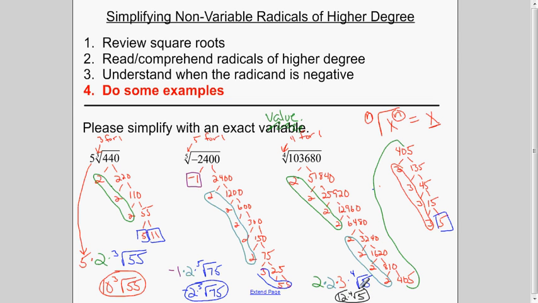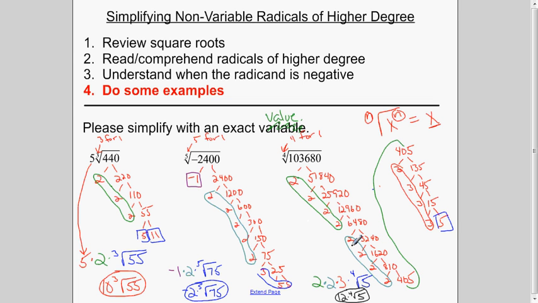Wow. Not overly hard, but just longer. You can't get intimidated when you see 103,680 because you're just going to keep breaking it down into smaller factors if you're patient. So what's this in a nutshell when we did these examples?